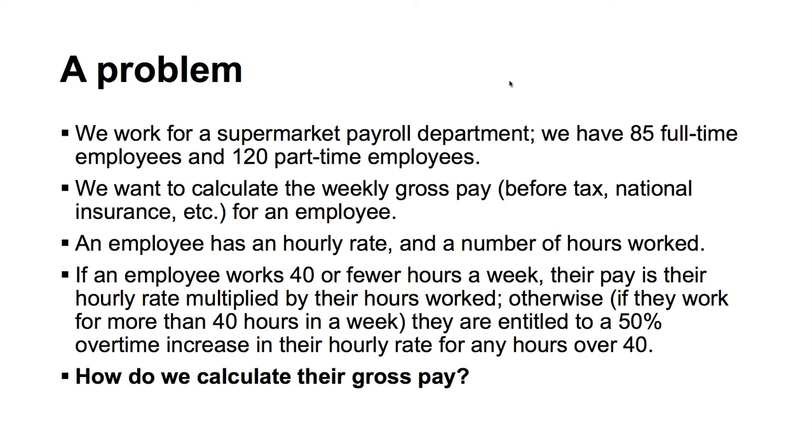And if an employee works 40 or fewer hours a week, their pay is the number of hours times their hourly rate. However, if they work more than 40 hours, they're entitled to a 50% increase in their hourly rate as overtime for the hours over 40. So how do we calculate an employee's gross pay?